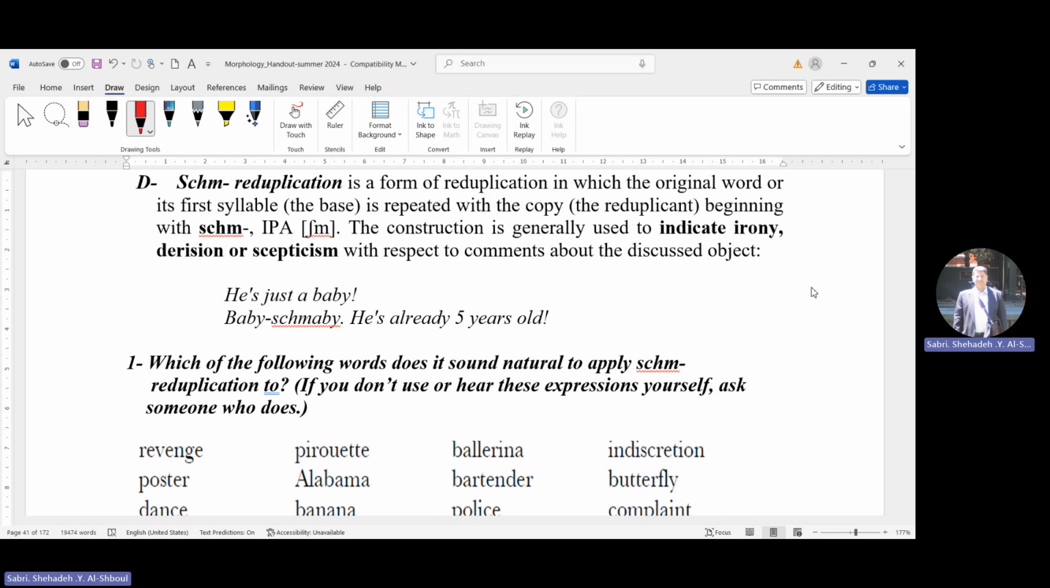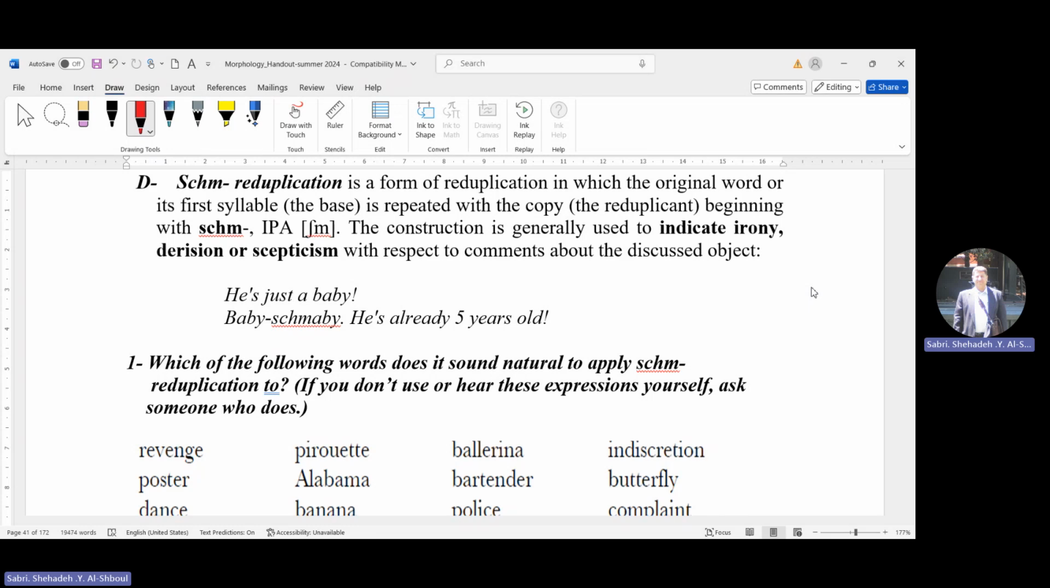Today, we are going to talk about shm-reduplication. Last time, if you remember, we talked about a variety of processes or operations. One of the most important of these operations was reduplication, and we talked about the partial as well as the complete reduplication. As a part of reduplication, we have shm-reduplication, which is a form of reduplication in which the original word or its first syllable, which is the base, is repeated with a copy of the replicant beginning with shm. Of course, many functions are maintained by using the shm operations to indicate irony, derision, skepticism with respect to comments about the discussed object.